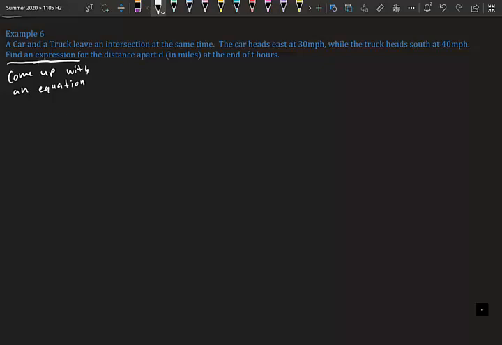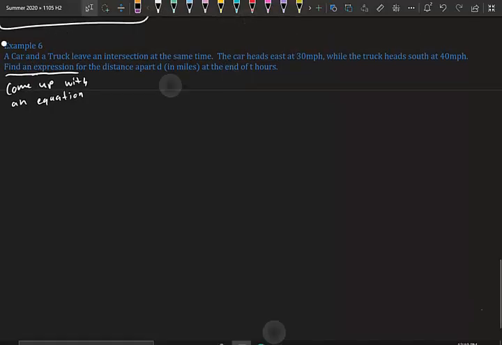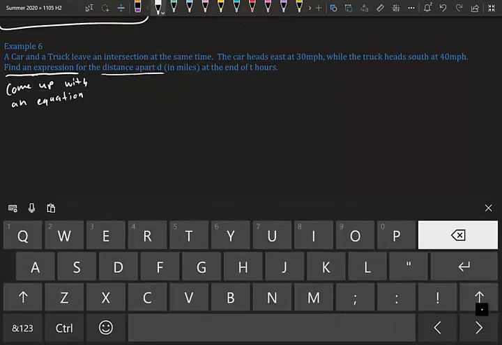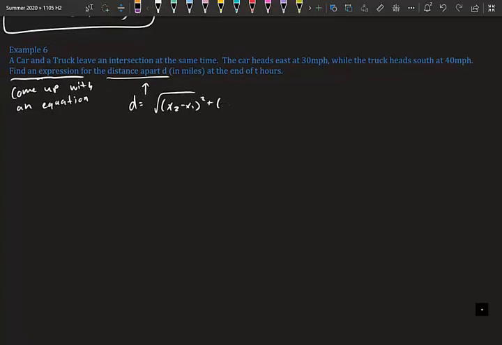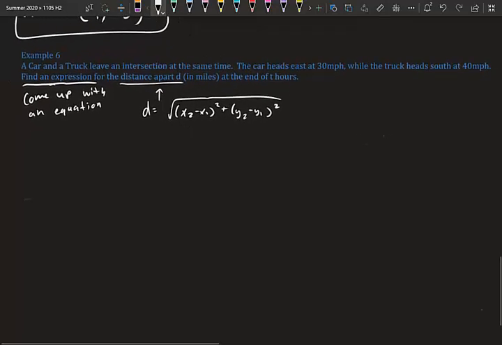So we're going to come up with an equation for the distance that they are apart. So we know that distance formula, which isn't an equation. So distance equals the square root of x2 minus x1 squared plus y2 minus y1 squared. Awesome. We're getting there.